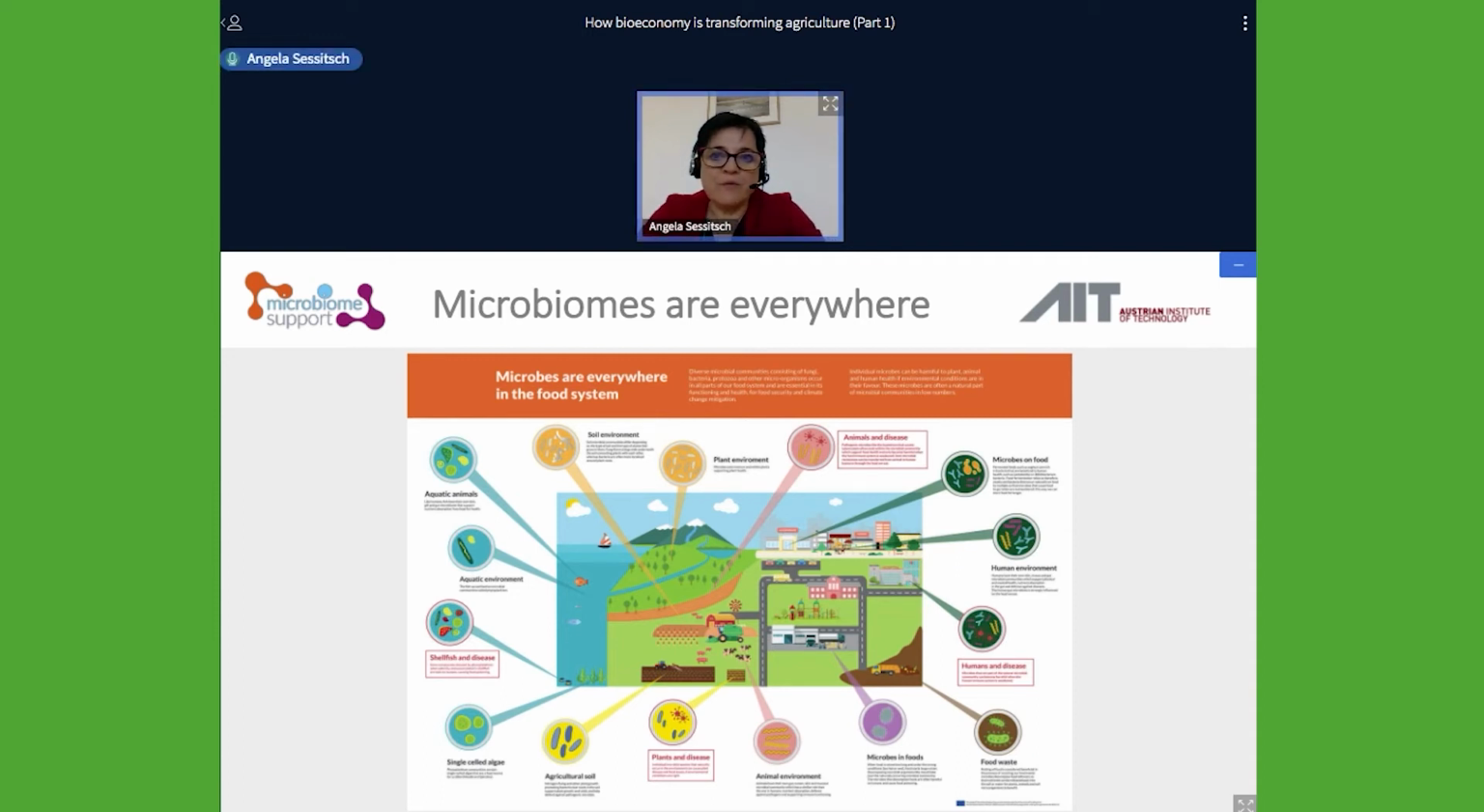So microbiomes are everywhere in the food system. On the one hand, of course, we have pathogens and diseases. So these are, of course, part of the microbiome which we want to avoid. But in all environments we have very diverse microbial communities which play very important roles for ecosystem functioning. It is in water. We have microbiomes in the soil environment, in the plant environment, in the whole food production system. We have them in the human environment, of course. And we also have them with animals and all different types of ecosystems.